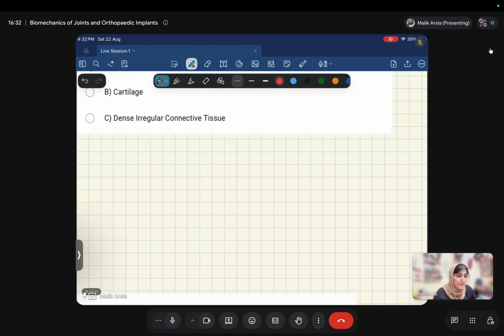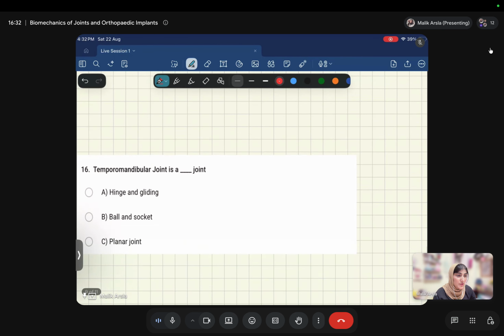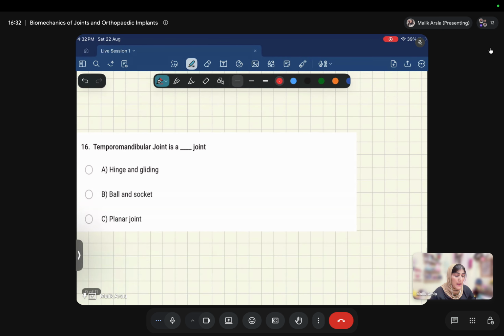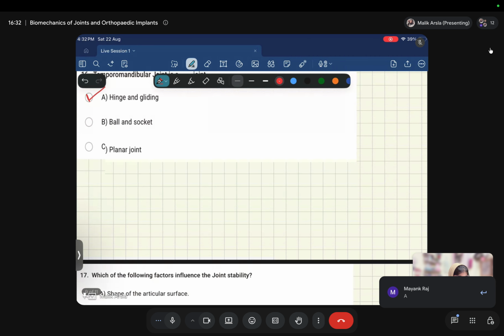So coming to the 16th question. A temporomandibular joint is a, okay, we just discussed it. It is a hinge and gliding joint, right? So it is already discussed.